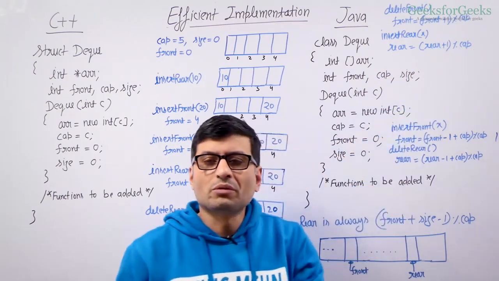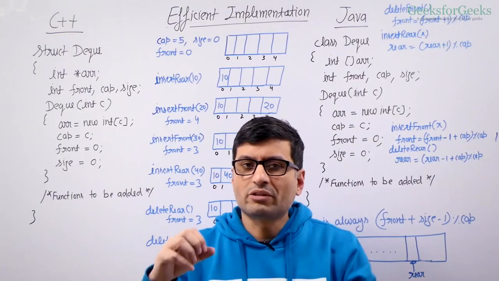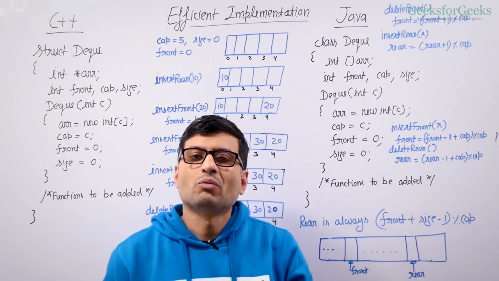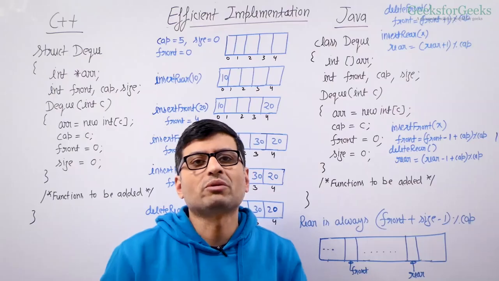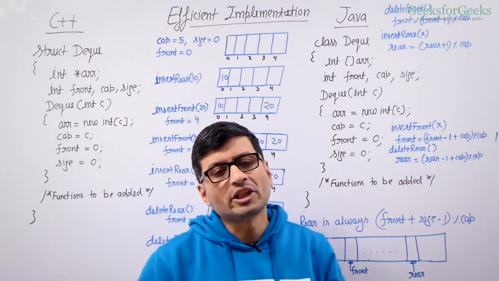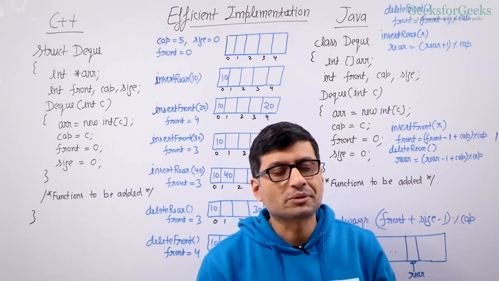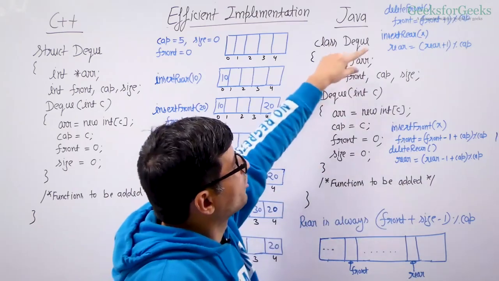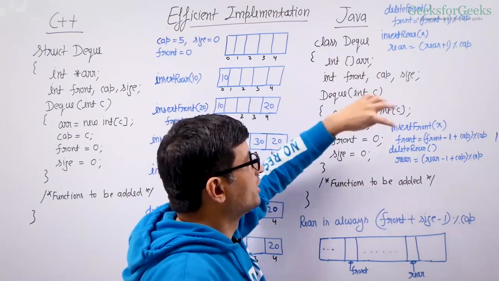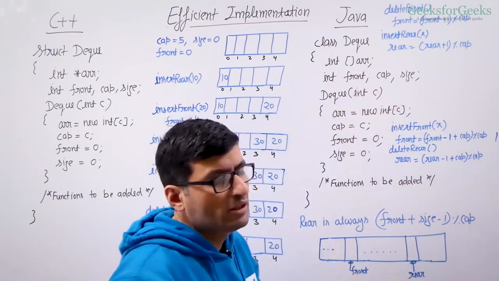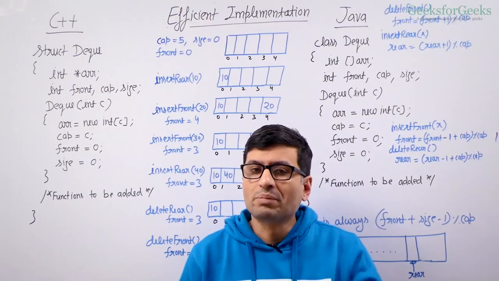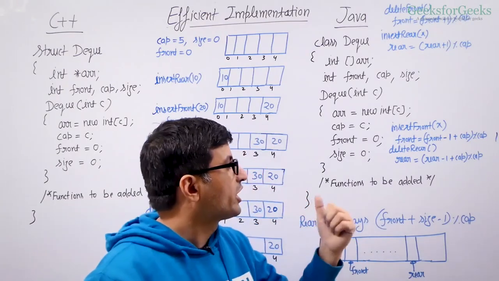So when you have a DQ and you have a front and you have a rear, when you delete from front, you do front equal to front plus 1. And when you insert at the rear, you do rear equal to rear plus 1. And you do these under modulo capacity. Similarly, when you insert at the front, when you insert an item before the front, you are going to decrease the front.